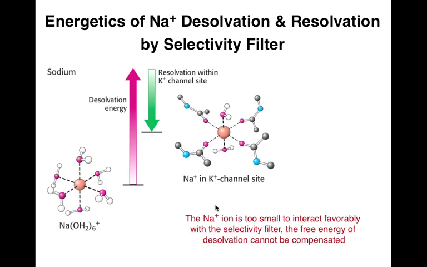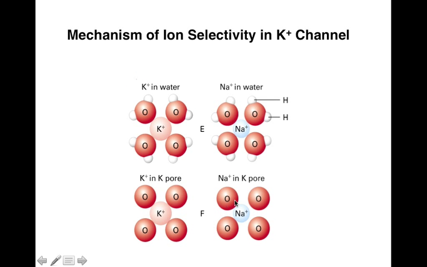So in the case of sodium, the desolvation energy, or the energy required to break the water shell, is much more than the resolvation energy, because sodium cannot make bonds properly with the selectivity filter. So the energy required is much more than the actual energy input. Therefore, the sodium ion cannot pass through the potassium channel.